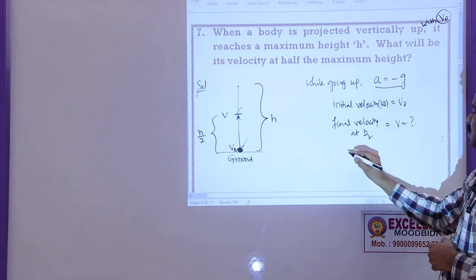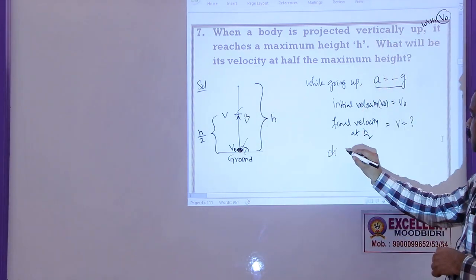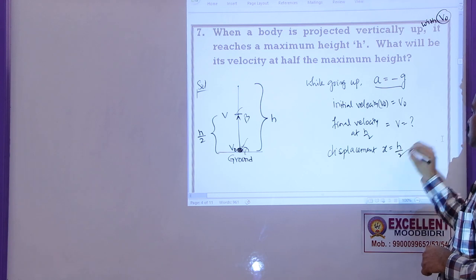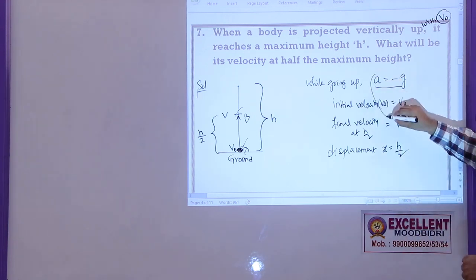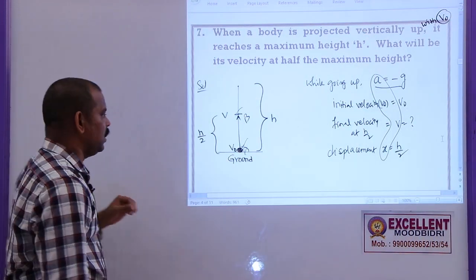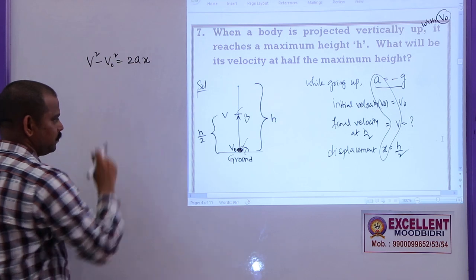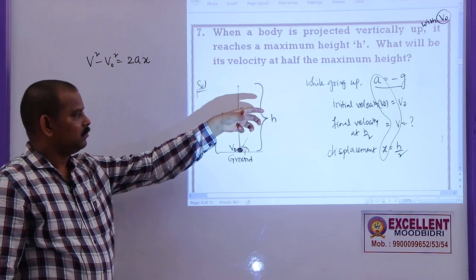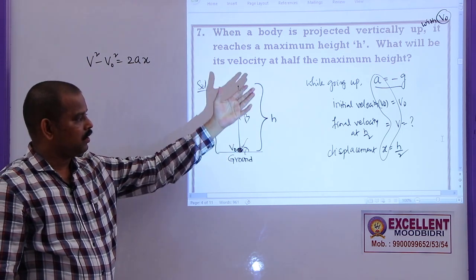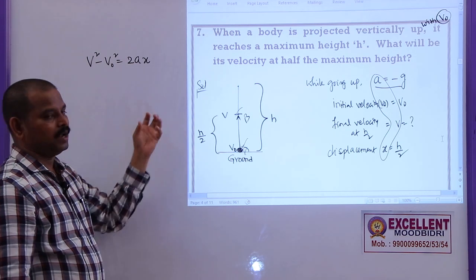The acceleration is minus g, and what is the displacement from A to B? I am not taking the points here, only A to B. So, the displacement is x equal to h by 2. Now, you can connect all these physical quantities with one formula, that is V square minus V naught square is equal to 2ax. You won't get the idea the first time, but if you solve more problems and get a complete grip on the PUC theory based points, then you can solve these problems easily.